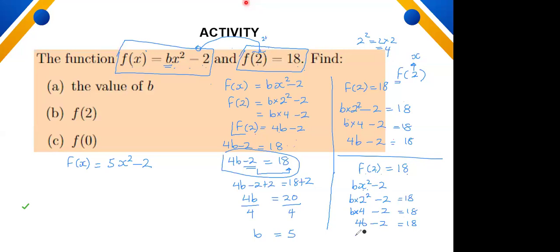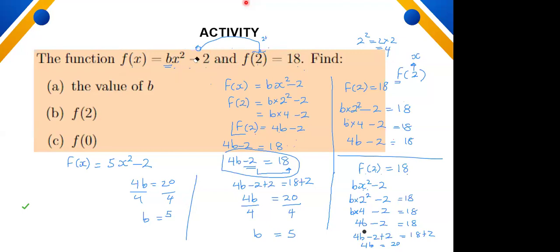Take the negative to the other side. 4b minus 2 plus 2 is equal to 18 plus 2. So 4b is equal to 20. So how do we remove that 4 now? We divide by 4 on both sides. So b will equal 20 divided by 4. I hope you are getting 5. Okay. So that's how we do it.